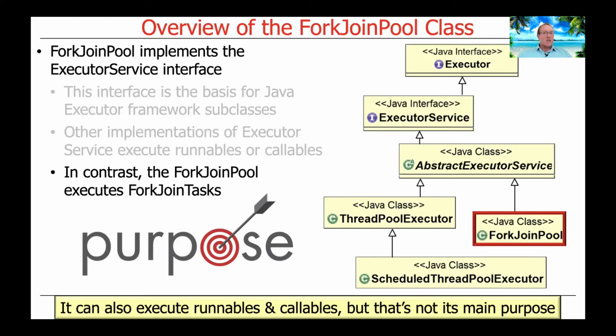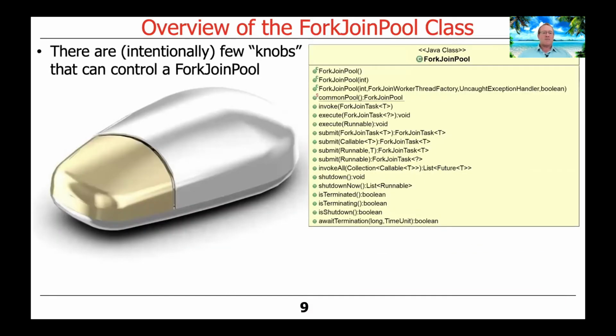Again, the fork join pool is also well equipped to execute or handle runnables and callables, but that's not really the purpose that it serves. Although you can do it, you can use it for that. But if you're going to do just runnables and callables, you're probably better off doing something like the thread pool executor. But we'll talk about that in more detail.